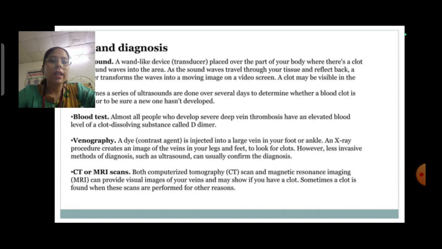CT or MRI scans. Both computerized tomography, CT scan, and MRI can provide visual images of your veins and may show if you have a clot, and sometimes a clot is found when these scans are performed for other reasons also.